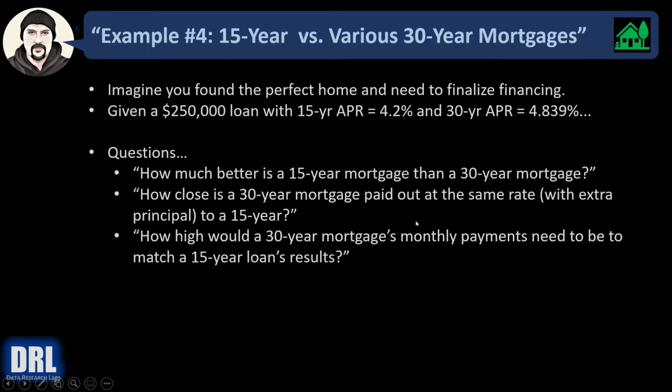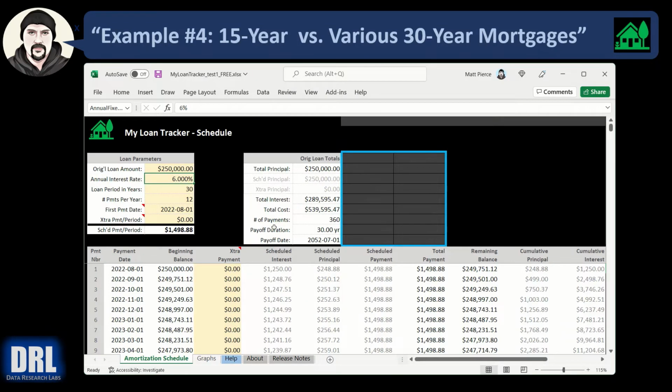And then how high would a 30-year mortgage monthly payment actually need to be to be equivalent to the 15-year loan in the total interest paid out? So we're going to answer all those questions by plugging the numbers in. Here's the spreadsheet. Let's set the loan terms to $250,000 like before, but we're going to set the annual interest rate at 4.839%, which is an actual value I looked up online for a 30-year at this point in time. And look at our scheduled payment. It's $1,317.56. So we're going to jot that down and use it in a comparison table in a minute.